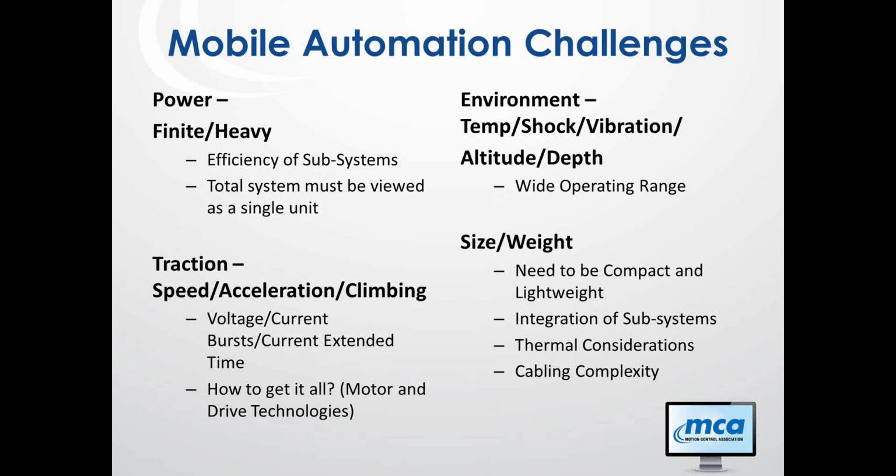The traction. How do we deal with speed, acceleration, and climbing all in the same system? They're all really kind of fighting against each other. You may want your robot to travel at a rate of 10 miles an hour, but you also need to have it climb stairs or climb a ramp that is going to take a minute long.